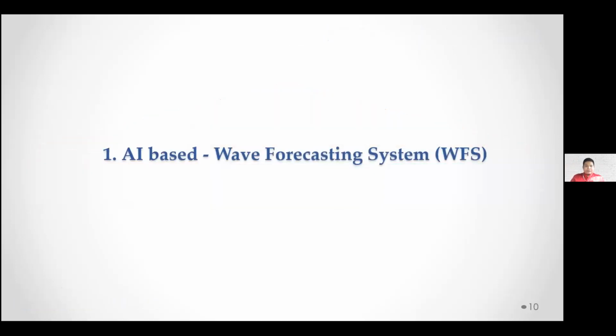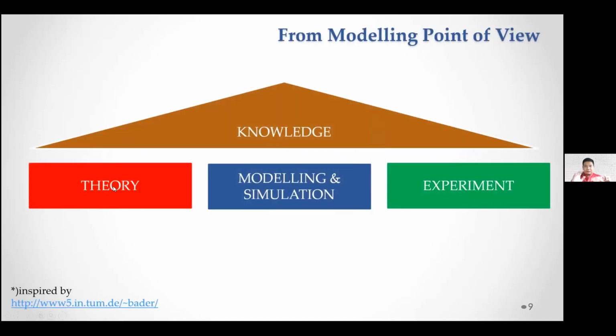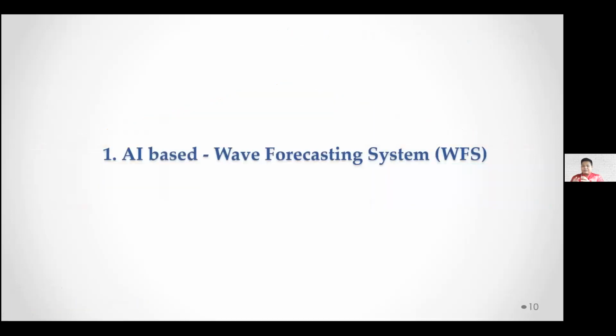For example, this one, E = mc², Einstein. Maybe it was found in 1905, let's say, and the real experiment itself was in Hiroshima and Nagasaki, 1945. So it takes some time, but the bridging of this we can also approach by using modeling and simulations. The first example, I call it an AI-based wave forecasting system.